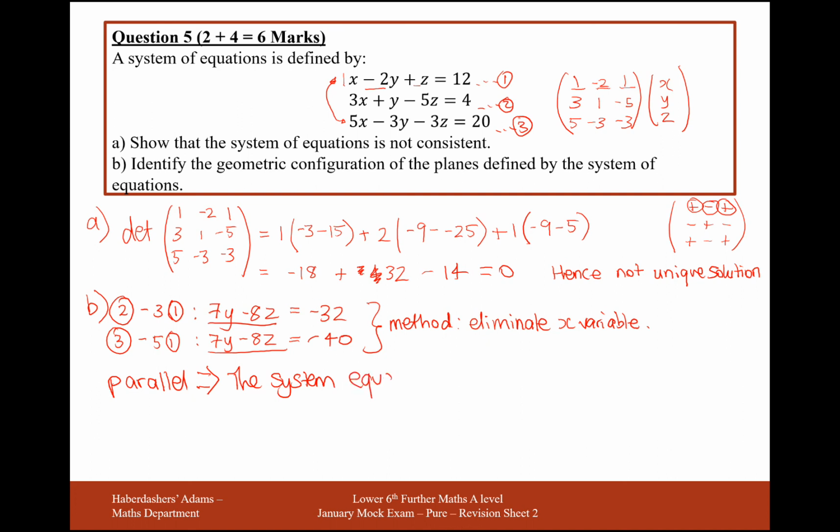What in fact the system of equations are going to do is form a triangular prism. So they're going to continue being parallel to each other. The first plane is going along like that, the second plane will be going along like that, and then the third plane will be going along like this. And when you combine them, you're going to get a triangular prism where they're all going to be parallel to each other, but not all three of them are going to intersect at any one point. Okay, 6 marks for that.